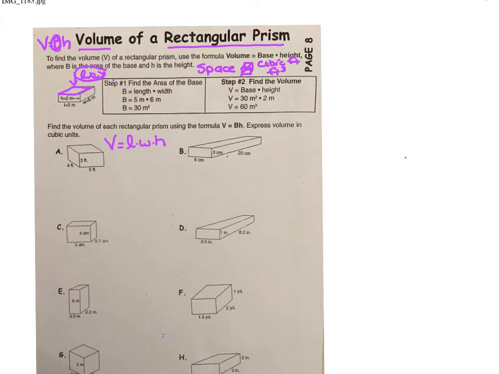But let's take a look at letter A. It states, find the volume of each rectangular prism using the formula V equals big B times H. Of course, that's the very general formula we discussed earlier, but specifically, we will use volume equals length times width times height. Express the volume in cubic units.